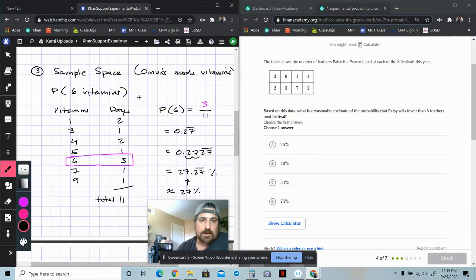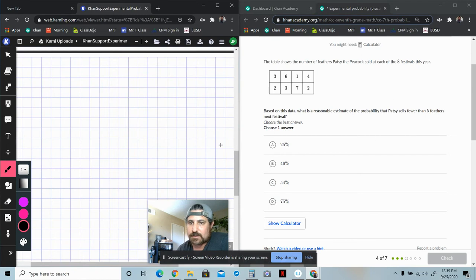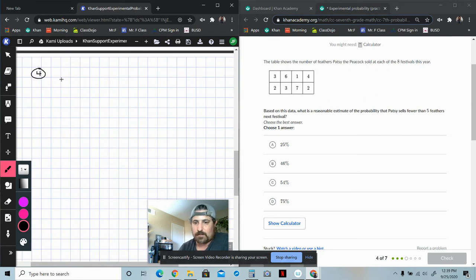Okay, the next problem, we got a new sample space, right? Our new sample space is this table, right? So you've got this number 4 here. I think it's number 4. Yeah, it is number 4.